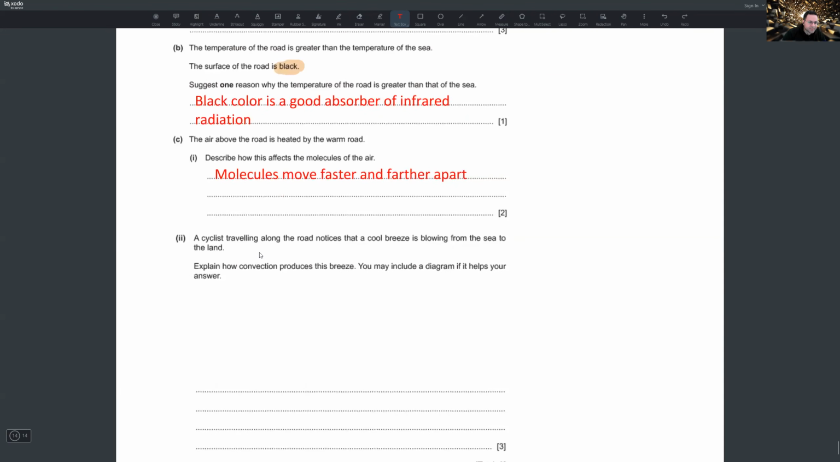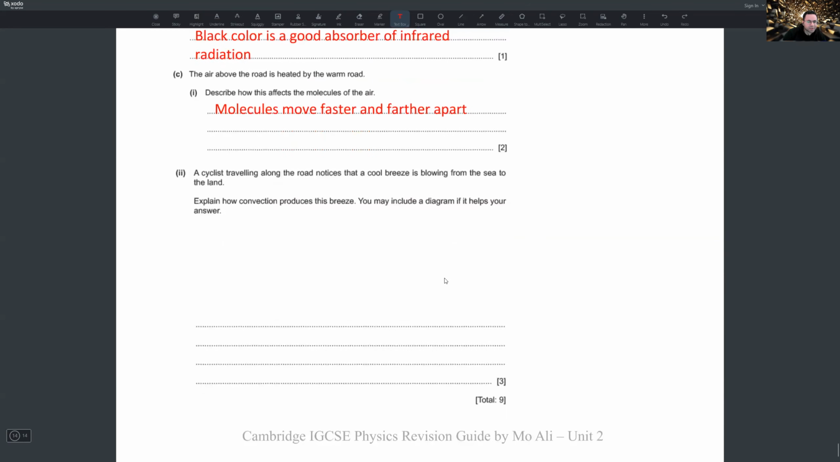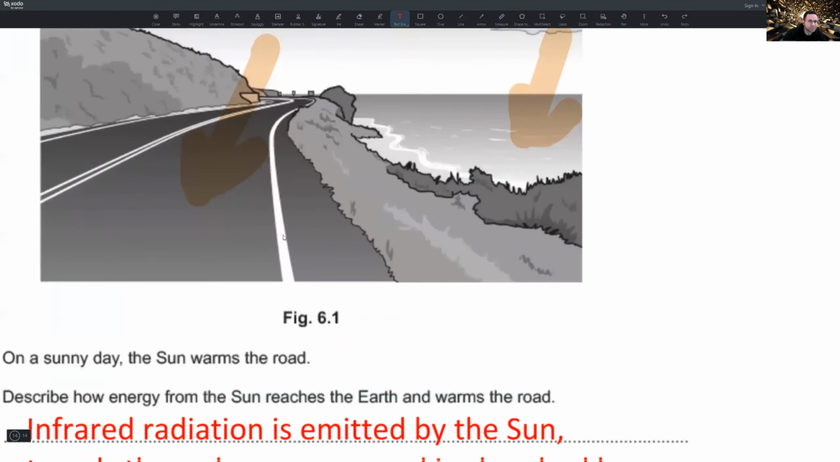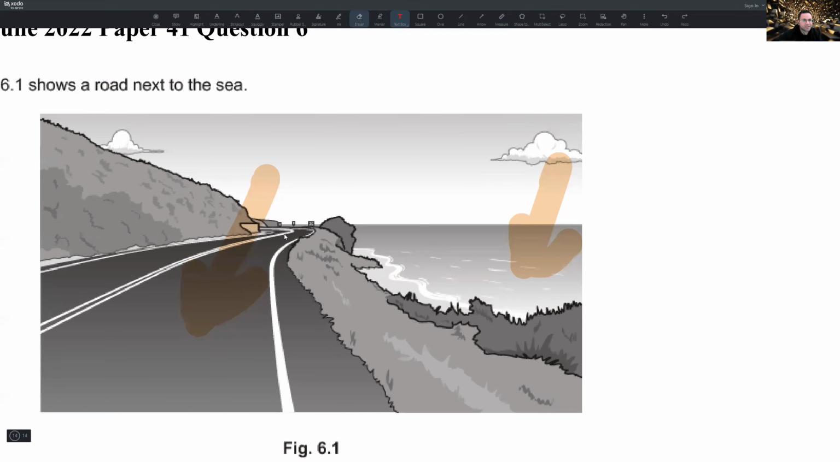Finally. A cyclist traveling along a road notices that a cool breeze is blowing from the sea to the land. Explain how convection produces this breeze. You may include a diagram if it helps your answer. Come, I'll explain. You are here. This is you, on your bike. The bike doesn't matter. When you're on the road, you feel a cool breeze coming.